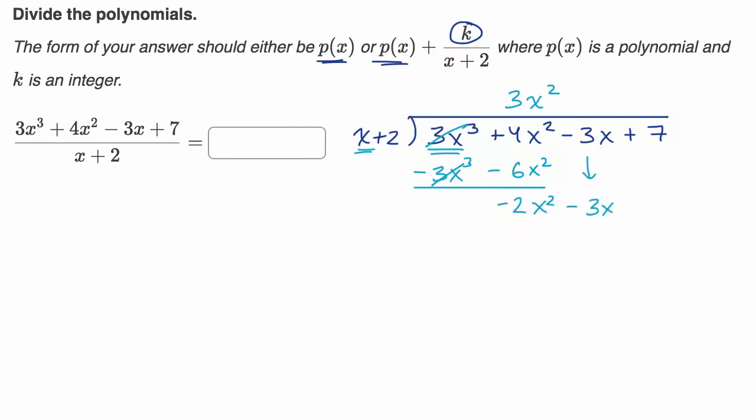And now we would want to say, hey, how many times does x go into negative 2x squared? Well, it would go negative 2x times. Put that in our first degree column. Negative 2x times 2 is negative 4x. Negative 2x times x is negative 2x squared. Now we want to subtract what we have here in orange from what we have up here in teal.